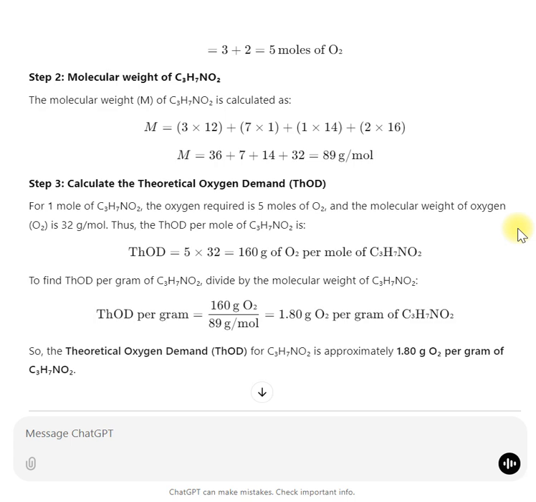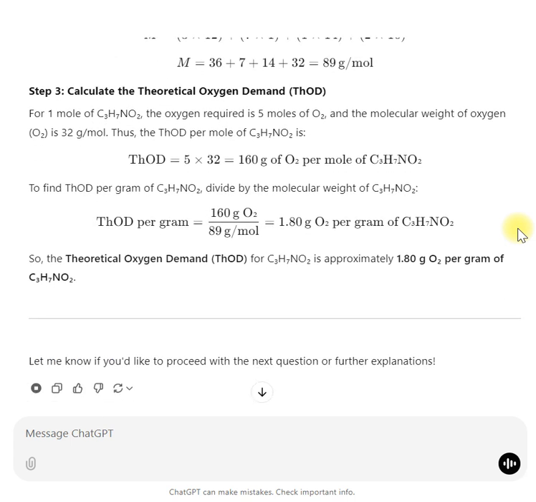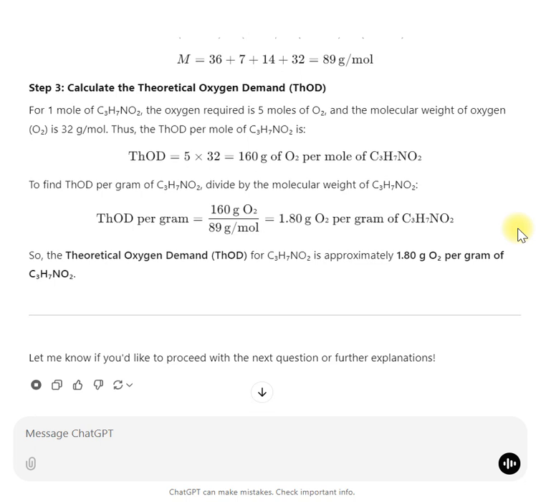Step 3. Calculate the theoretical oxygen demand, TOD. For 1 mole of C3H7NO2, the oxygen required is 5 moles of O2, and the molecular weight of oxygen, O2, is 32 grams per mole. Thus, the ThOD per mole of C3H7NO2 is 5 times 32 equals 160 grams of O2 per mole of C3H7NO2. To find ThOD per gram of C3H7NO2, divide by the molecular weight of C3H7NO2.